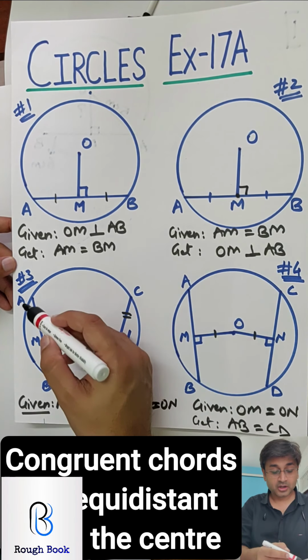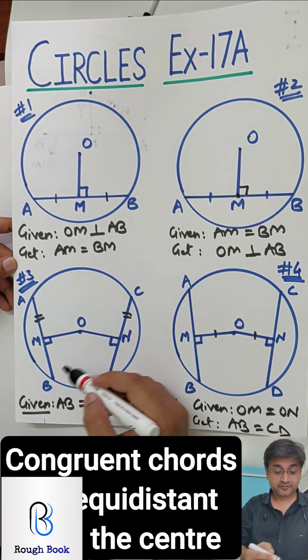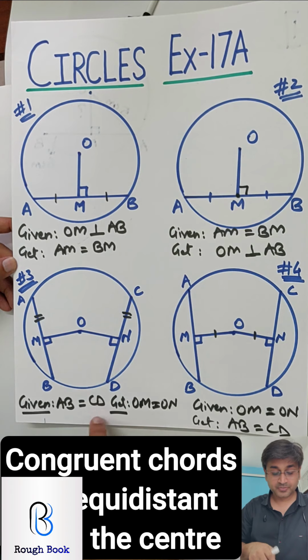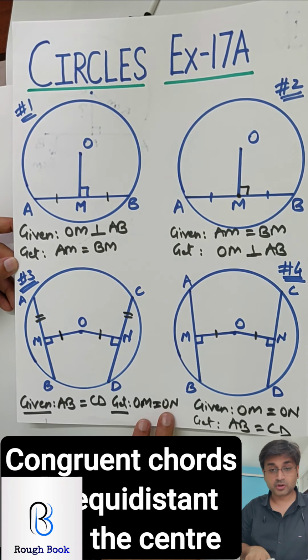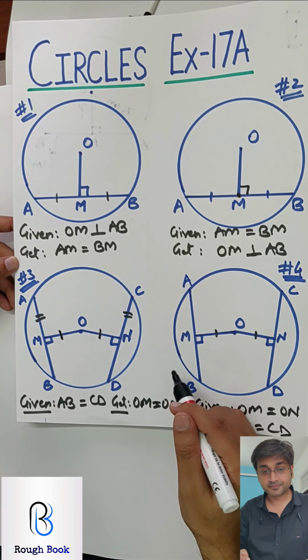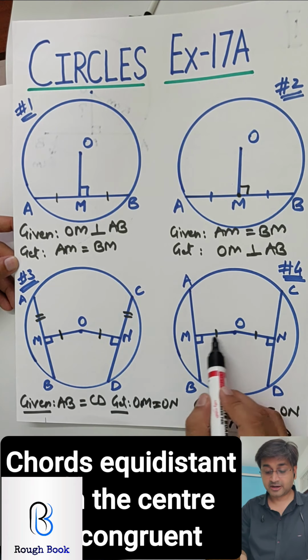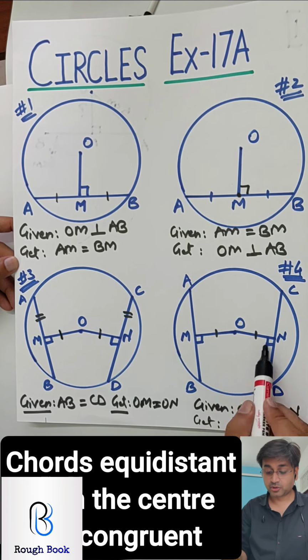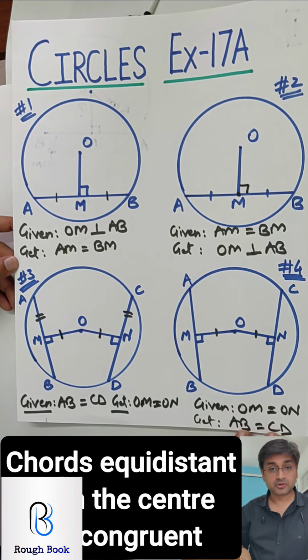Property number 3. Congruent chords are equidistant from the center. So if 2 chords are given to you as equal, then their distance from the center is also equal. That means OM is equal to ON. Important property once again. The next one is the converse of this. So can you frame it? Chords equidistant from the center are congruent. That means if the distance from the center of the 2 chords is equal, so OM is equal to ON, then you can say that the chords also are equal, that is AB is equal to CD.